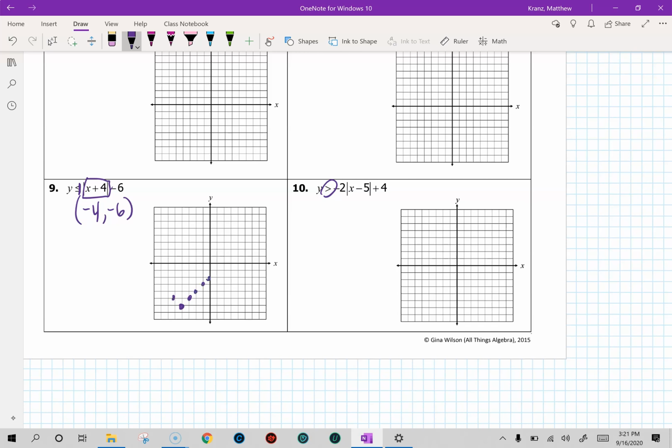Same thing on the other side, slope of 1. So this right here is our absolute value function. And you notice it said y is less than this. So it's going to be a solid line because this has the equal sign over here. And since y is less than, this part is below, so that's less than. And that's your answer just like this.